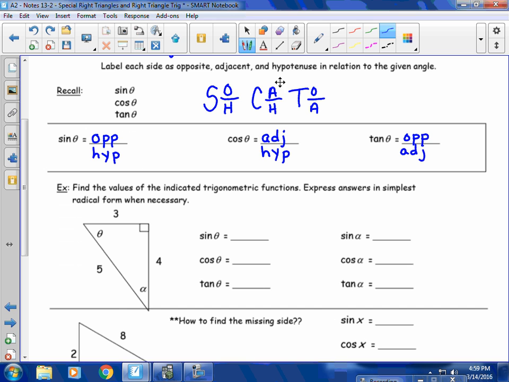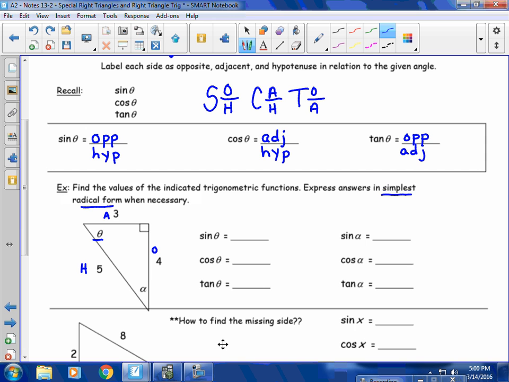Okay, so using those trig definitions, it says find the values of the indicated trigonometric functions, express answers in simplest radical form. So remember that means the radicals have to be simplified and also no radicals in the denominator. So here's my triangle. Let's do the thetas first. This is always going to be the hypotenuse. If I'm talking about theta, then that's the adjacent side. This is the opposite side.